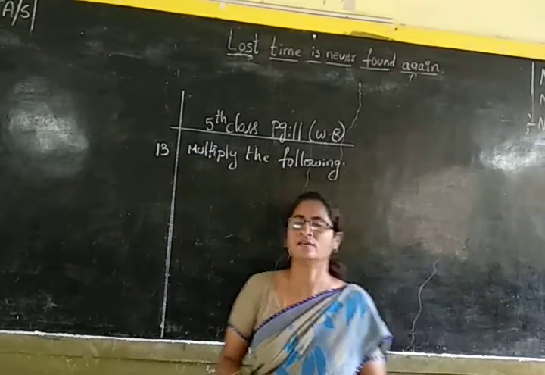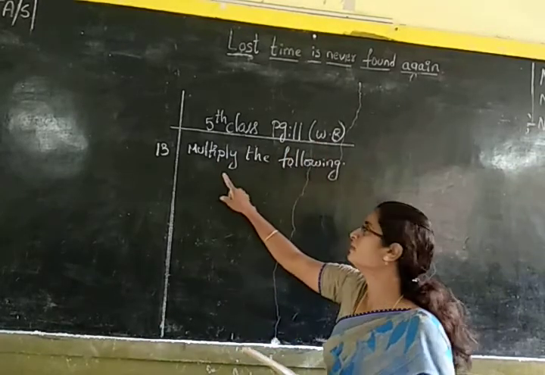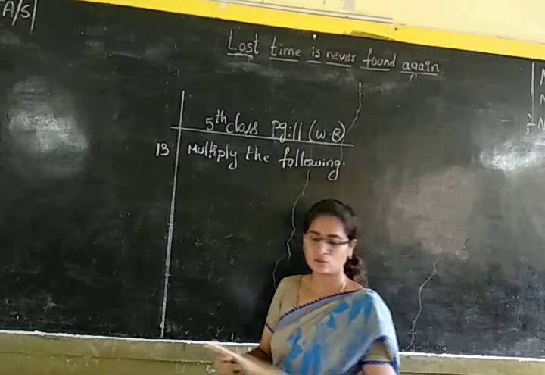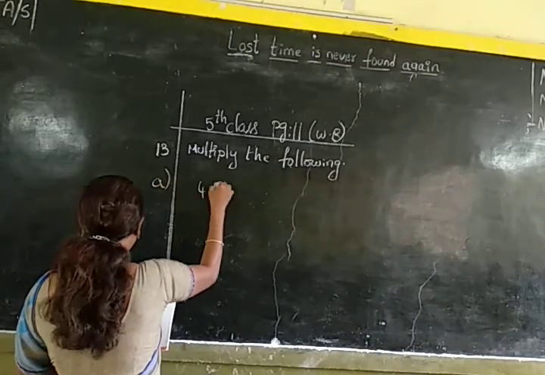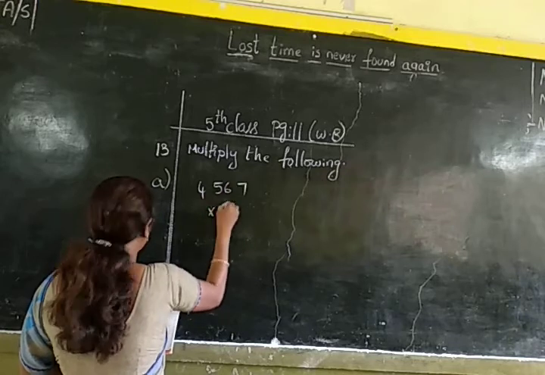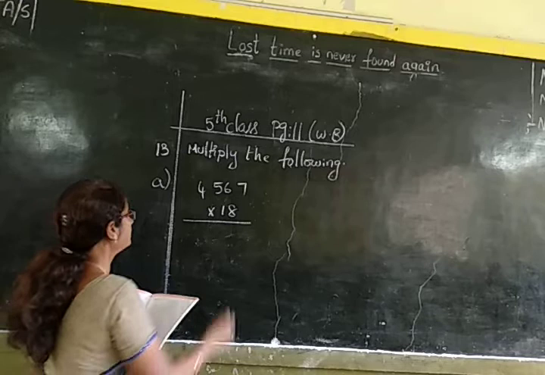Good morning children. Today let us do page number 11 in the workbook. 13th question. Multiply the following. Let us do the A sums. Now you have to multiply 4567 with 18.